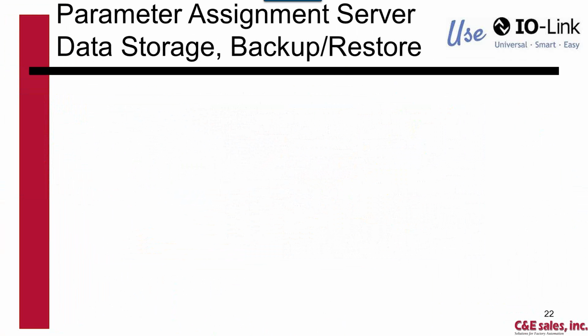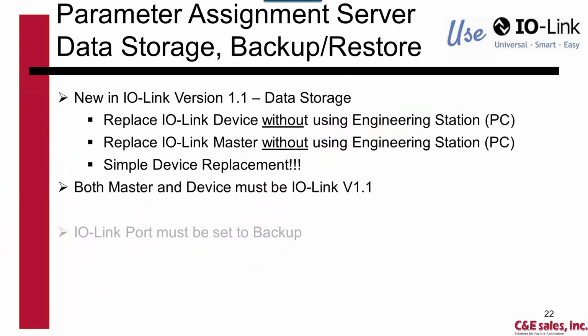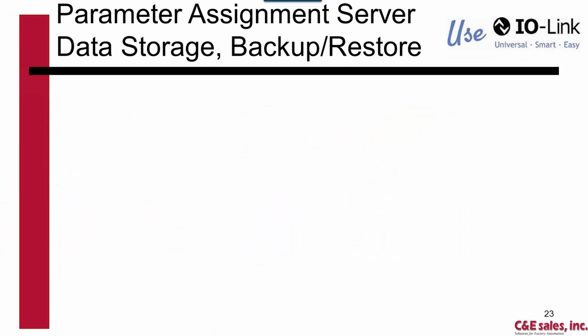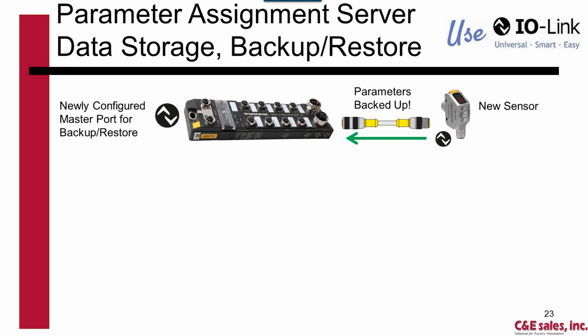IO-Link version 1.1 gave IO-Link the muscle with a parameter assignment server. This provided the ability to save or backup parameters from the IO-Link device to the IO-Link master, and to restore parameters from the IO-Link master to the IO-Link device, with backup restore enabled on the IO-Link master port. When an IO-Link device is connected for the first time to the newly configured master port, the master will read in the parameters from the IO-Link device and save it, effectively creating a backup of the device.